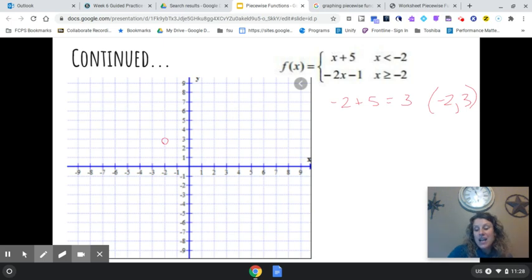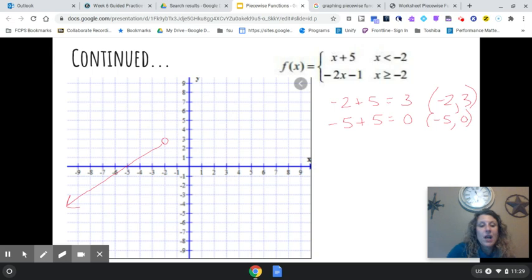If x has to be less than -2, I could pick anything to the left here. So I'm going to pick the value -5. If I plug -5 in for x, -5 plus 5 gives me 0. So I'm going to put a dot at (-5, 0). I could continue to pick points, but in order to write a linear function, I really only need 2 points. So I'm going to connect those points and indicate that I'm going to keep going in that same direction as the x values are getting less.